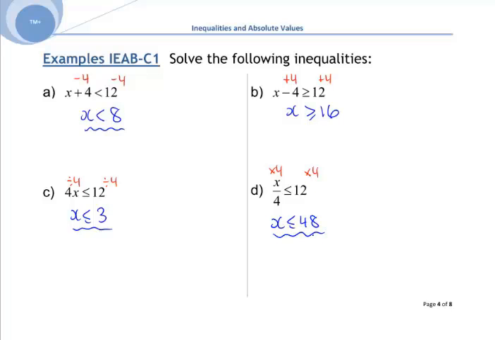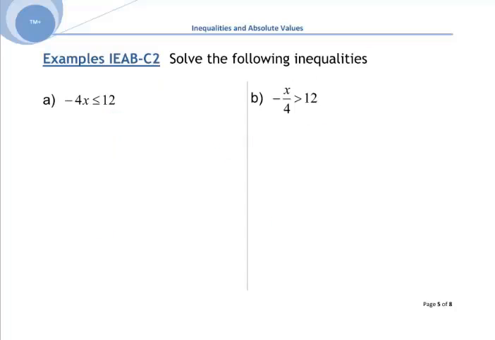Now remember, you can check these, okay? So just for example, if I was to check this one here, x is less than 8. So if I pick 6, and I plug it into x plus 4, that would be 6 plus 4, which is 10. And 10 is less than 12. So that works. Okay, now let's look at ones where special rules apply.